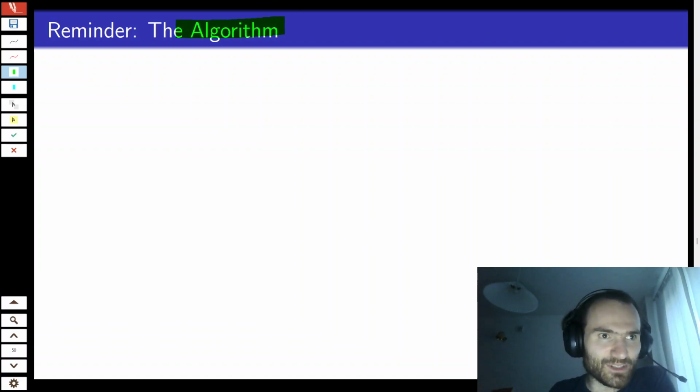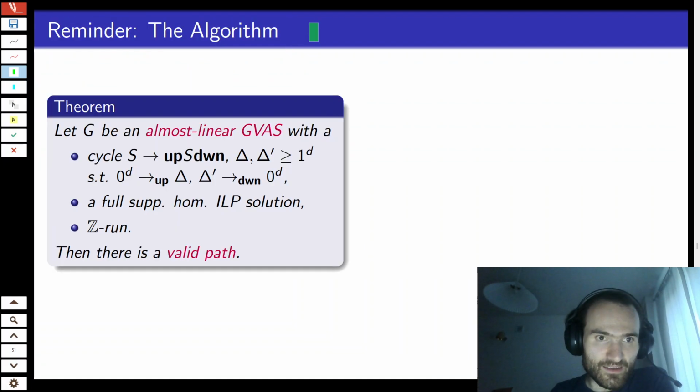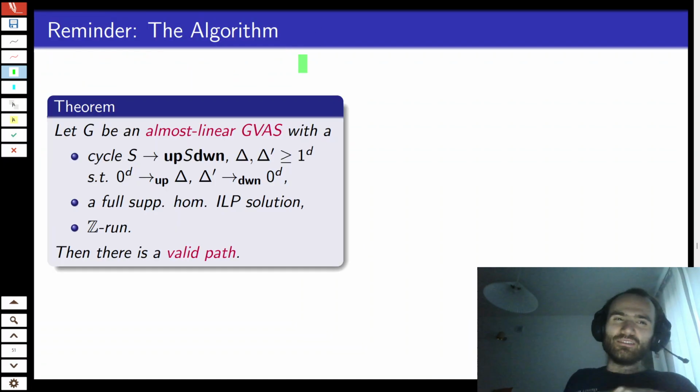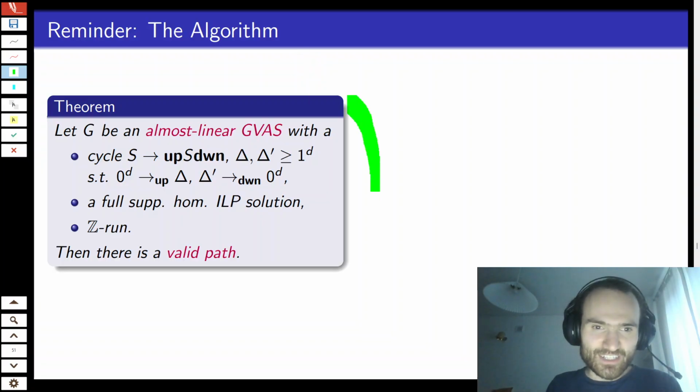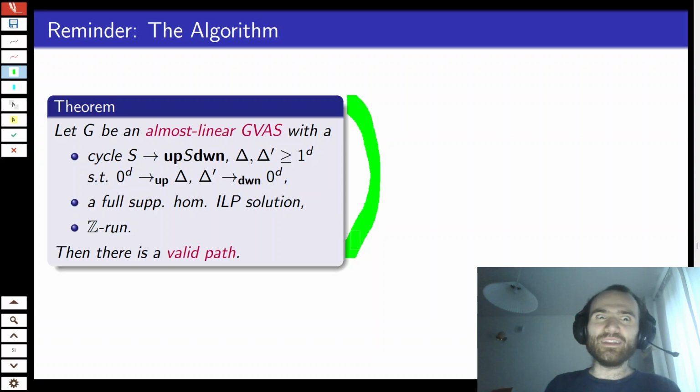Let's repeat what the algorithm was. So the algorithm was as follows. Now we actually use the condition that we just invented. We need a cycle, a pumping cycle, we need a full support homogeneous ILP solution, and we need a Z-run, and then there is a path.